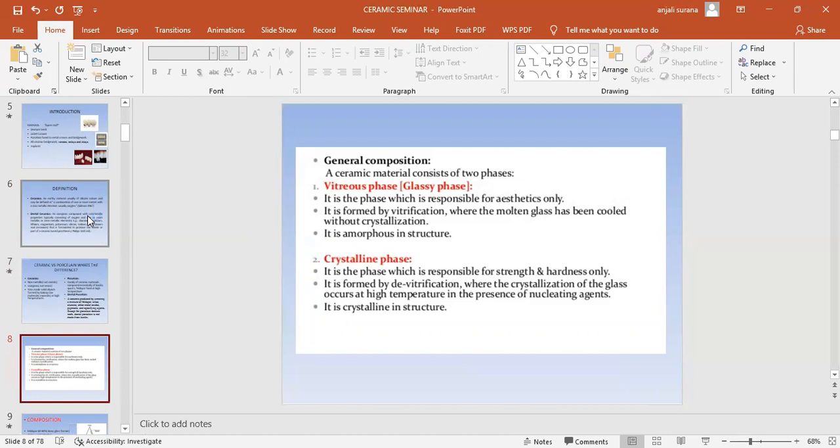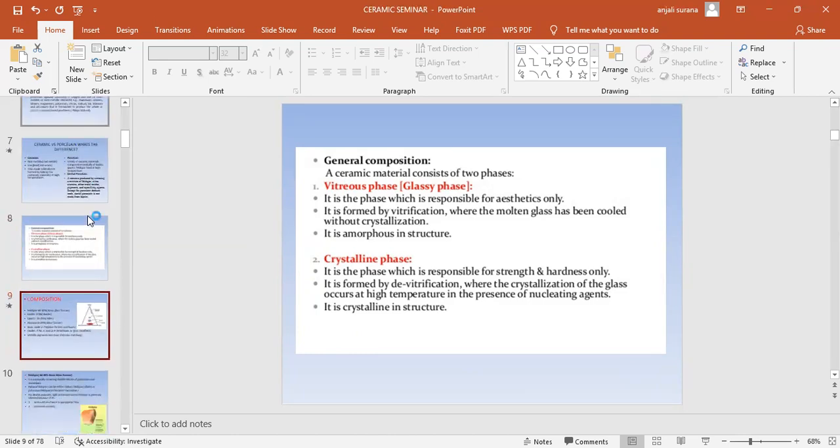Now, crystalline phase is the phase which is responsible for strength and hardness only. It is formed by devitrification where the crystallization of the glass occurs at high temperature in the presence of nucleating agents. It is crystalline in structure. So, vitreous phase is basically formed by vitrification and crystalline phase is basically formed by devitrification. And glassy phase or vitreous phase is mainly for aesthetics, and crystalline phase is responsible for strength and hardness.